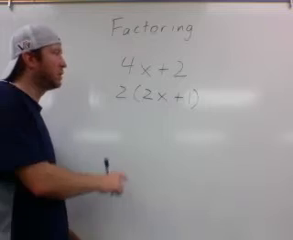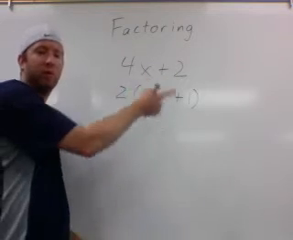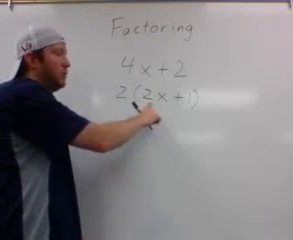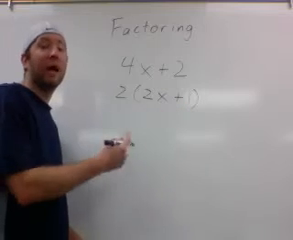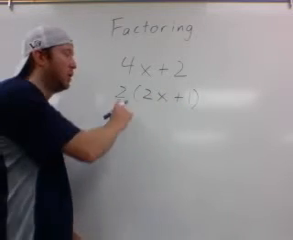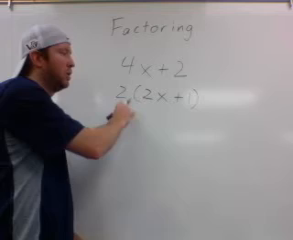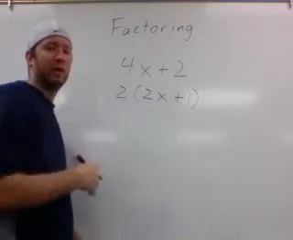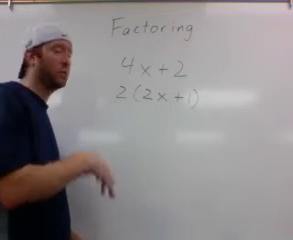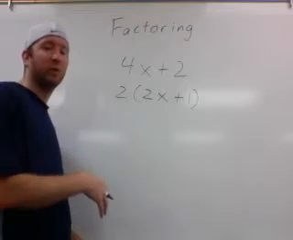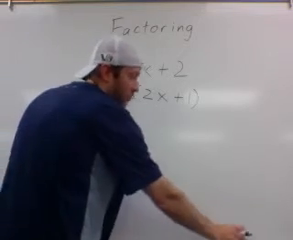So factoring this, 4x plus 2, pull out a 2. Left with 2x plus 1, and again, check, multiply it out, distribute it. 2 times 2x is 4x, 2 times 1 is 2. Again, it kind of checks. Okay, so again, that's one kind of idea, pulling out a common monomial. Okay, we're going to look at a second example.